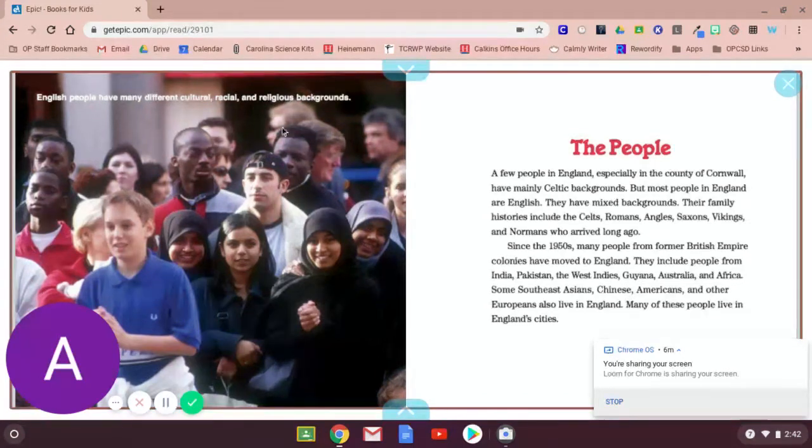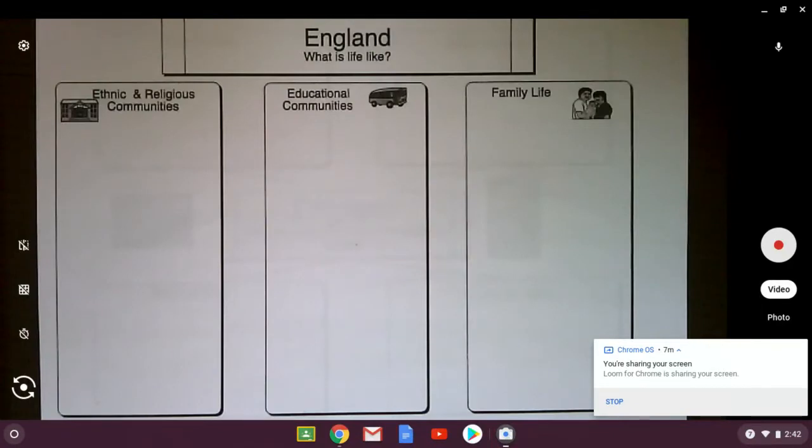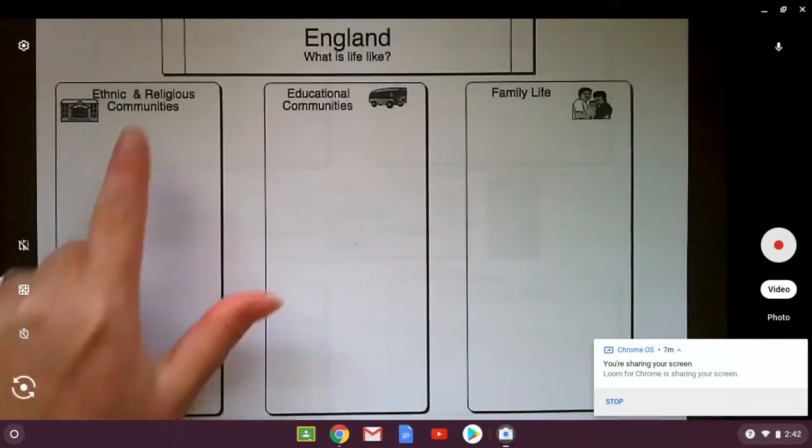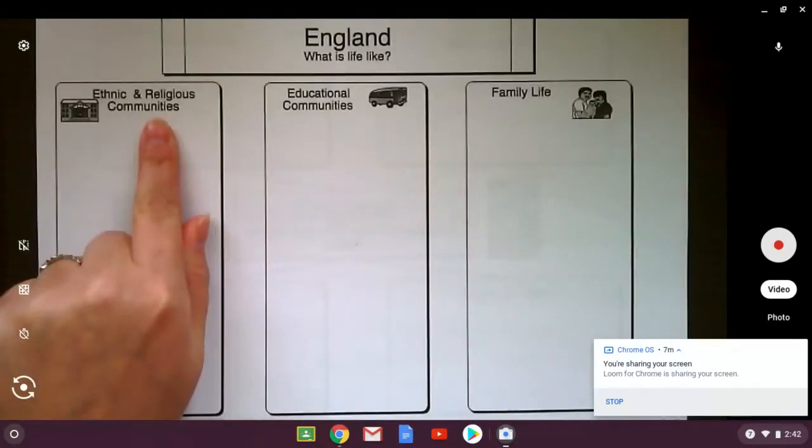And if we look at this picture and we read that caption, English people have many different cultural, racial, and religious backgrounds. That absolutely puts a picture to the information that we just read. That's incredible. So knowing that we just read about the people and their different backgrounds, let's go ahead and find the graphic organizer page that says ethnic and religious communities. And that looks like this, ethnic and religious communities. Here it is right here.